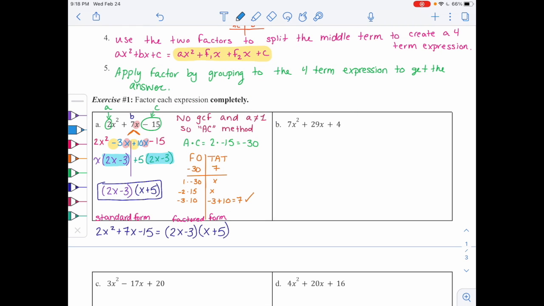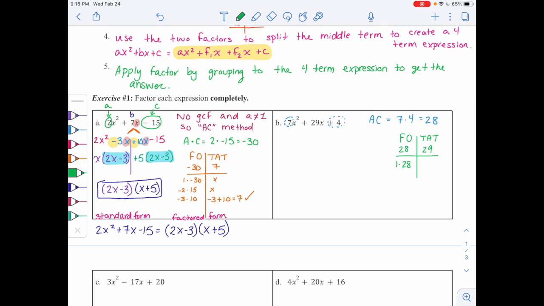So for B, I'm going to look here, 7x squared plus 29x plus 4, no GCF. So I am going to go to AC because A is 7, not 1. So I'm going to do A times C, which is 7 times 4, because C is 4. So 7 times 4 is 28. So I'm going to think of factors of 28 that add to 29. Well, two numbers that multiply to 28 that add to 29 seems pretty simple. Going to be 1 times 28.